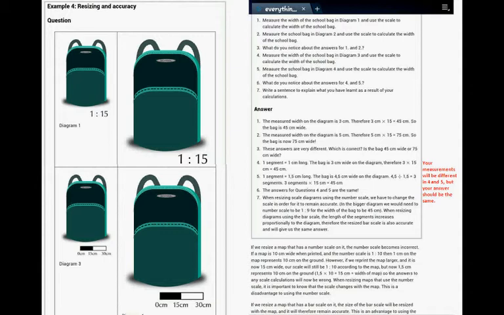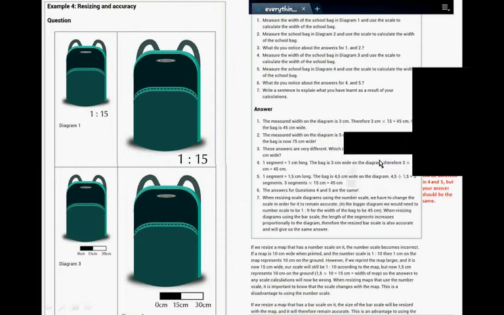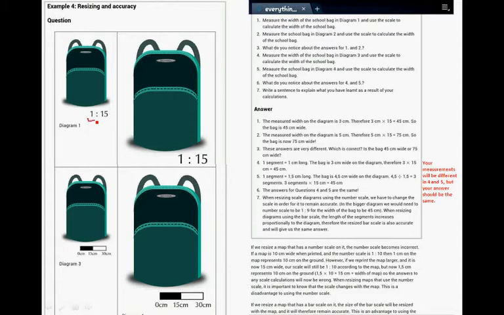Right, so now this is a question about the bag that was resized. This one I told you is 3 centimeters. So if you convert it, you will go 3 times 15, and that's 45 centimeters. So if you use this scale, the bag in this picture is 45 centimeters wide.